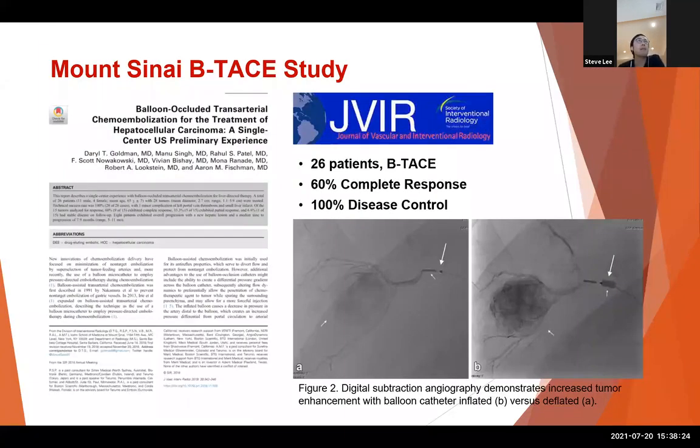This is a study out of Mount Sinai looking at balloon-occluded TACE, 26 patients, 60% complete response. And you can see here in the digital subtraction angiography image that the balloon really increases enhancement of the tumor and the surrounding peritumoral areas.